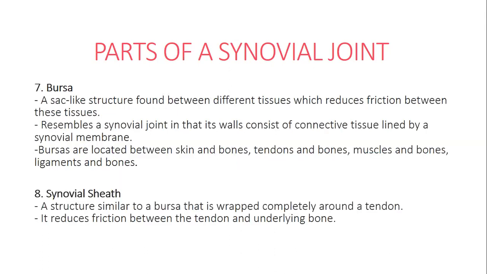Now we go to the bursa, which is a sac-like structure found between different tissues, which reduces friction between these tissues. They resemble a synovial joint in that their walls consist of connective tissue lined by a synovial membrane. Bursas are located between skin and bones, tendons and bones, muscles and bones, ligaments and bones. Then we have the synovial sheath, a structure similar to a bursa that is wrapped completely around a tendon, and it reduces friction between the tendon and underlying bone.